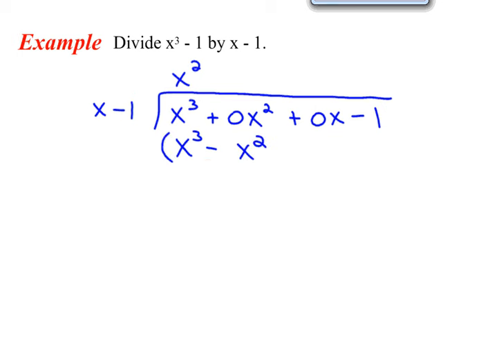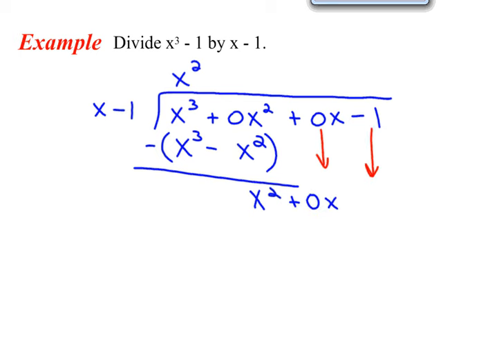Now we're ready to subtract this whole polynomial here. So we have x cubed minus x cubed, which of course is 0. And then we have 0x squared minus negative x squared, which is really 0x squared plus x squared. So we end up with 1x squared when we subtract there. And now we bring down these other terms. So we have plus 0x and minus 1.